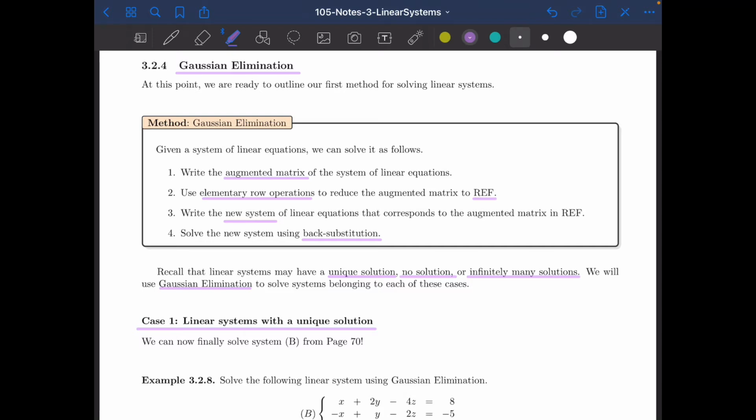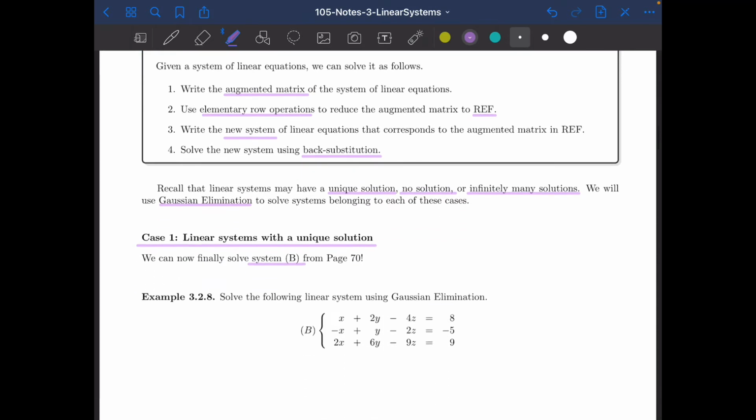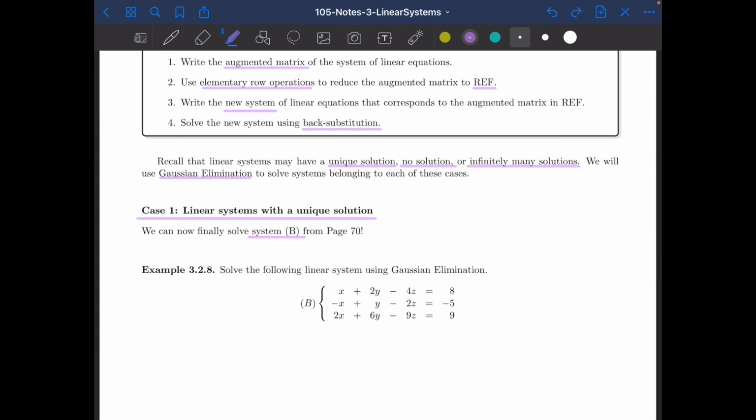In example 3.2.8, we will finally solve that system B from page 70 that we noted was not easy to solve using back substitution. We will solve system B using Gaussian elimination. The first step of Gaussian elimination is to write the augmented matrix of the system of linear equations. So step 1 is to write the augmented matrix of the linear system.